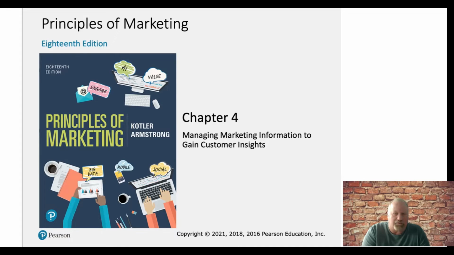Today we're going to be covering the content from Chapter 4 of Principles of Marketing, Kotler and Armstrong. The title of this chapter is Managing Marketing Information to Gain Customer Insights. A lot of this chapter is about the utilization of data within the organization and outside the organization to be able to more effectively make decisions as a company. This has become a really important area.